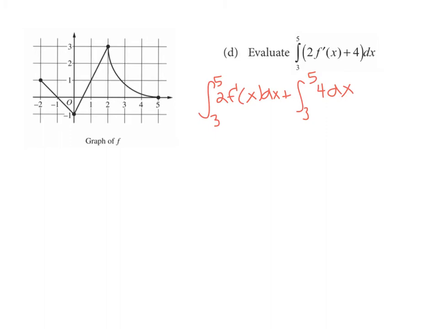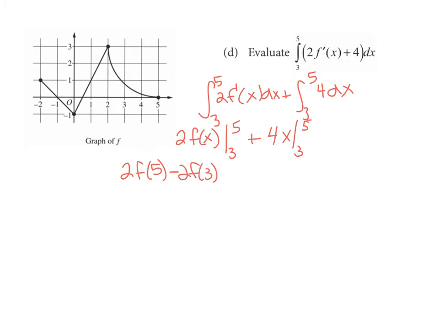So let's start with what we have on the left. So that 2 is going to come out front. The integral of f prime of x, by the fundamental theorem of calculus, it's actually just going to be f of x. And that's going to be evaluated between 3 and 5. Then the next integral, 4 dx, is just going to be 4x, also evaluated from 3 to 5. So in order to evaluate this, I'm just going to substitute some stuff in. I get 2 times f of 5 minus 2 times f of 3 plus 4 times 5 minus 4 times 3.